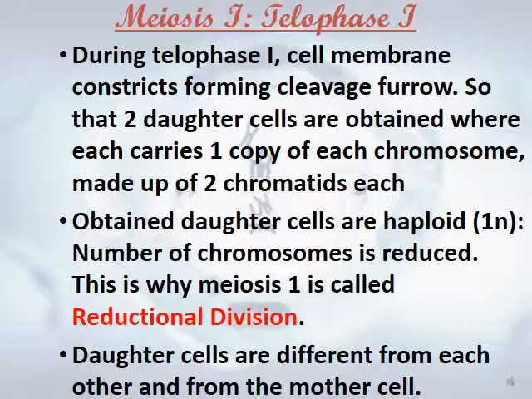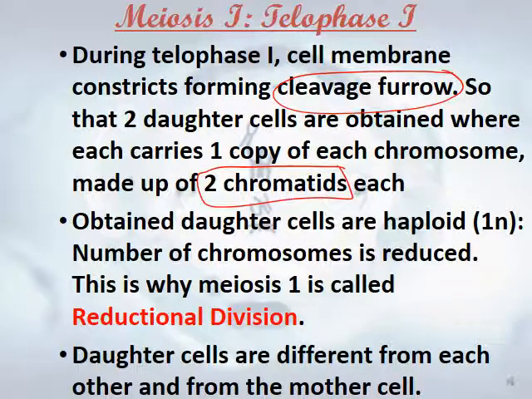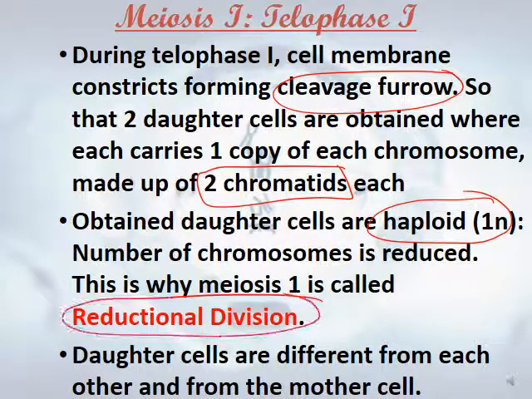Telophase 1. What will happen in telophase 1? During telophase 1, the cell membrane constricts, forming a cleavage furrow. Two daughter cells are obtained, where each carries one copy of the chromosomes, each of two chromatids. The obtained daughter cells are haploid. The number of chromosomes is reduced here. That's why meiosis 1 is called reductional division, because the number of chromosomes is reduced.